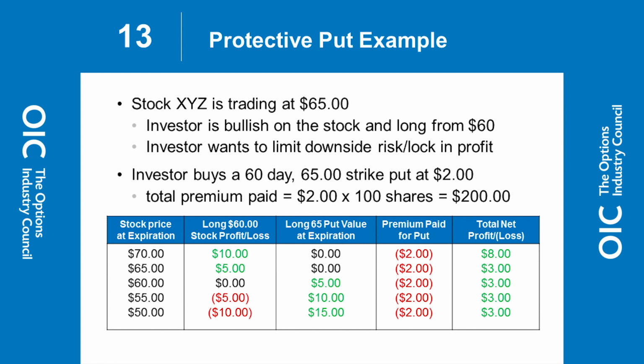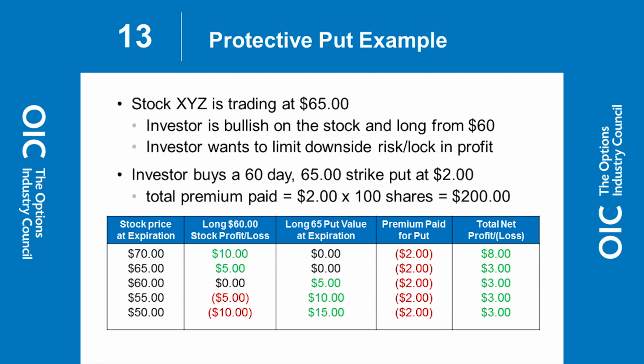That's what we want. Conversely, on the downside, the drug trial doesn't work, and the shares of stock plummet down to $50. Well, now we lost $10 on the stock. The good news is we bought that put. So we sold those shares at $65. That put is now worth $15. We lost 10 on the stock. We made 15 on the put. That cost us $2 to begin with. That gives us a net profit of $3. No matter where that stock goes, south of $65, we're going to lock in $3 worth of profit.